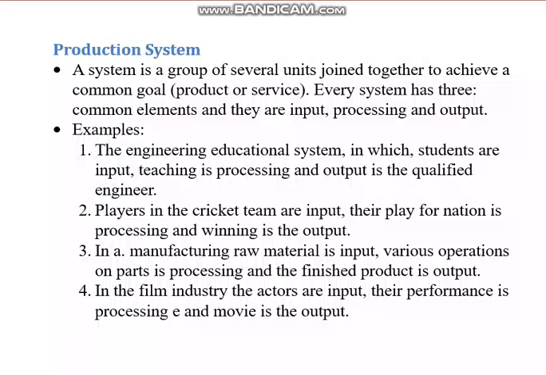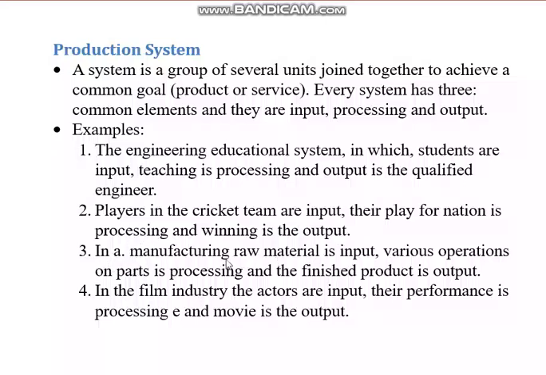The second example is players playing in the cricket team. These players are input, it seems. They play for the nation or for entertainment. They play for entertaining the crowd. That is the processing. Actually winning is not the output, that should not be the thing. The entertainment should be the output. They're running, they're kicking the ball, or playing with the bat and the bowling and fielding, and all that is the process.